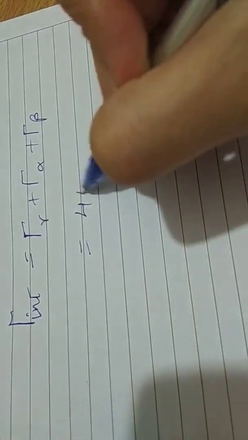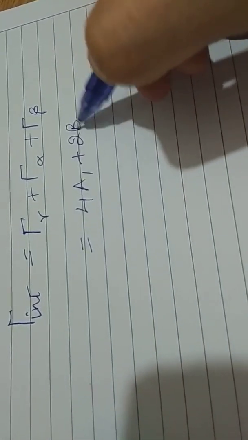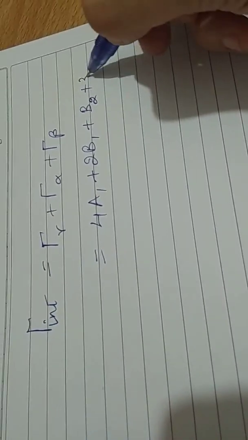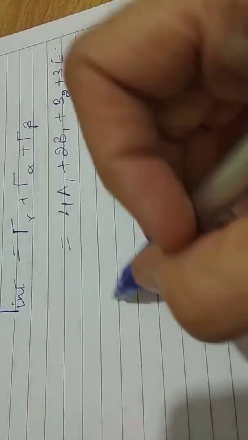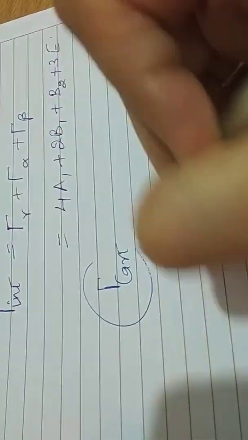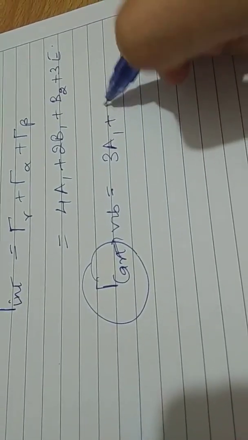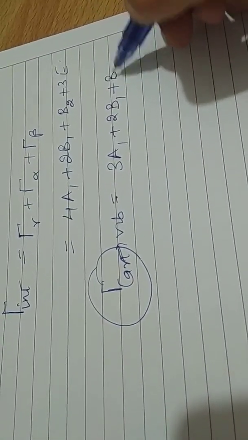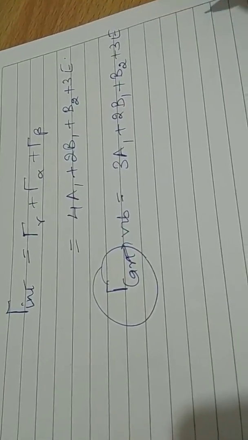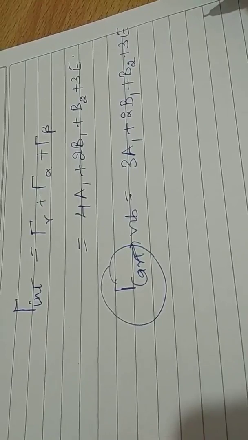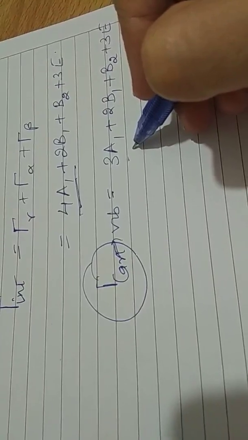So what you are getting for internal coordinates is alpha plus beta, 4a1 plus 2b1 plus b2 plus 3e. What you are getting for Cartesian? From Cartesian, the vibrational modes you are getting are 3a1 plus 2b1 plus b2 plus 3e. What is the difference? You are getting one extra mode in case of a1, right?